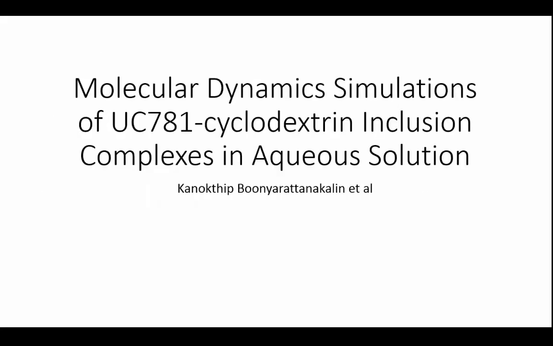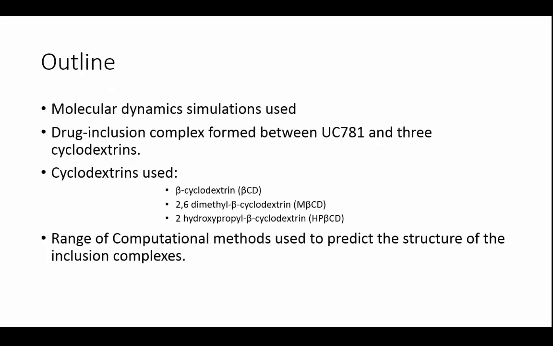The next study we will look at is titled Molecular Dynamic Simulations of UC781 cyclodextrin inclusion complexes in aqueous solution. This is a computational study that used molecular dynamic simulations aimed to establish the orientation of the anti-HIV drug UC781 and 3 different cyclodextrin compounds. The 3 different cyclodextrin compounds are beta-cyclodextrin, 2,6-dimethyl beta-cyclodextrin, and 2-hydroxypropyl beta-cyclodextrin.